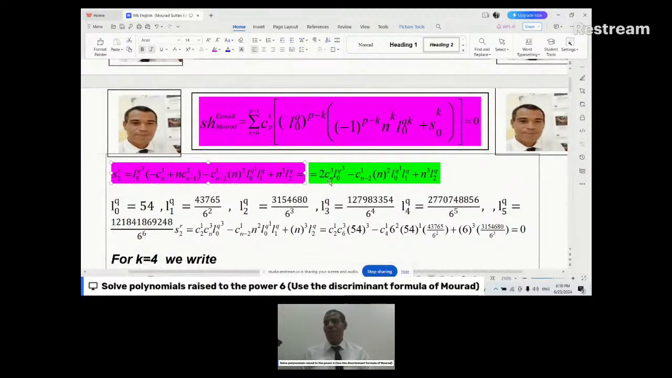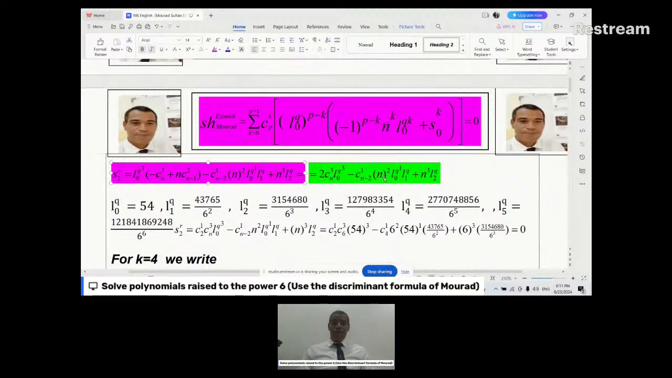2 times combination n choose 3 times L0 of the q raised to the power 3, minus combination n minus 2 choose 1, n squared, or the square of n, times L0 of the q raised to the power 1 times L1 of the cube, plus n cubed multiplied by L2 of the cube. I will use the last formula because we developed this and simplified it, we wrote this in its lowest terms.